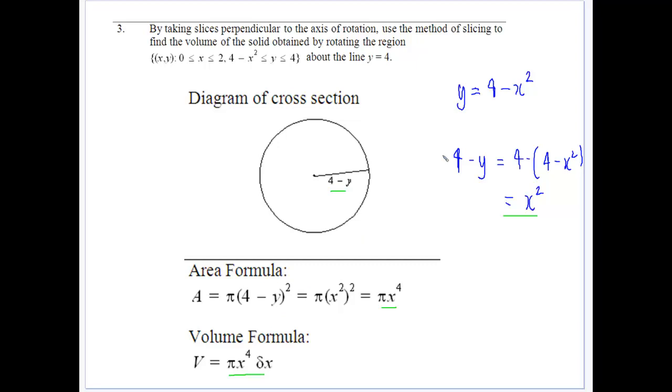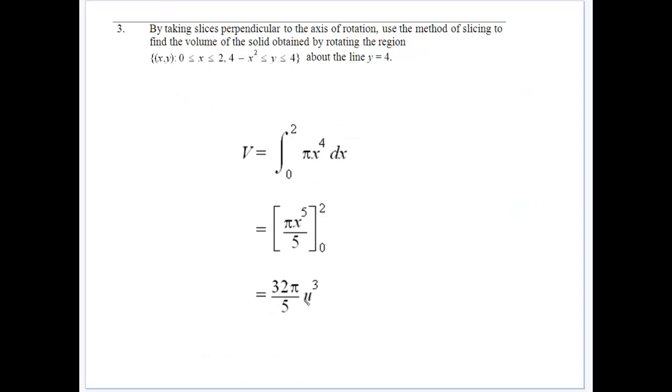Now to get 4 minus y in terms of x, if y is equal to 4 minus x squared, this becomes 4 minus 4 plus x squared, where the 4 minus 4 cancels, giving us just x squared. So what starts to look rather complicated comes down very nicely. It gives us an area of pi x to the power of 4, volume is pi x to the power of 4 delta x, and then we integrate that to get our answer.